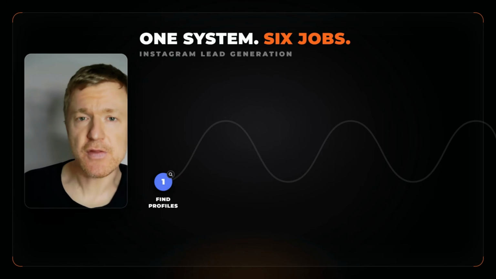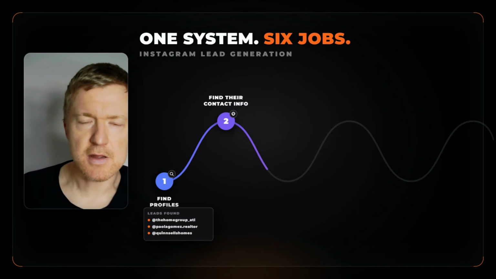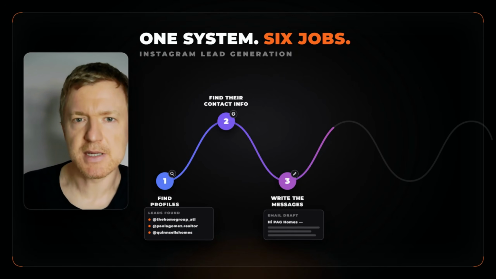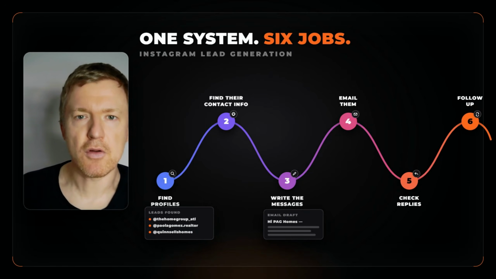It's going to find thousands of profiles a month in your chosen niche, find their contact info, write the outreach messages, email them, check replies, and follow up with those that have not replied. Today we are building the basic version of this system.